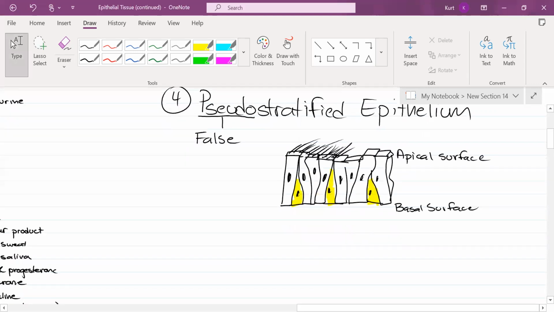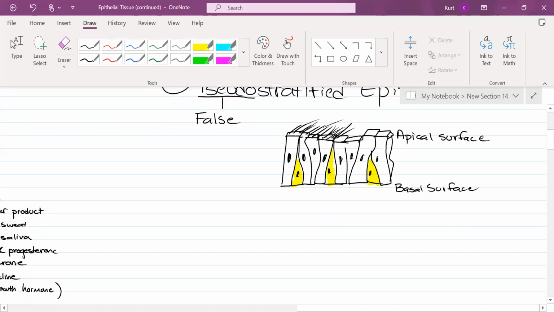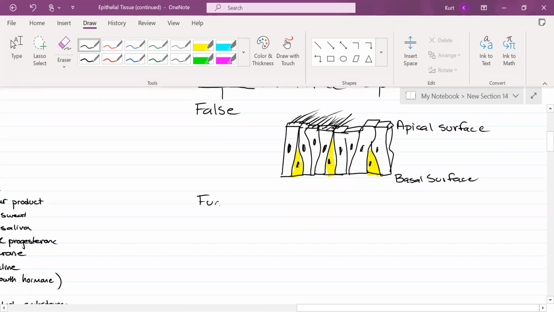These tissues are going to be found mainly in either your, I believe it's your respiratory system or your digestive system. Let me double check that. Nope, your respiratory system or the urinary or the spermatic ducts. So the functions are mainly to secrete mucus and to move mucus along.